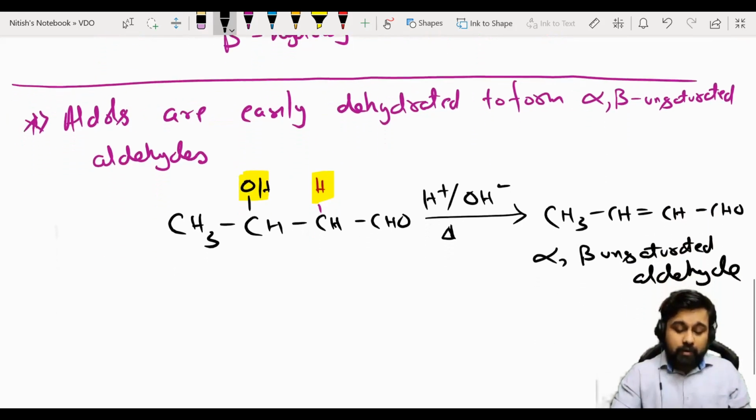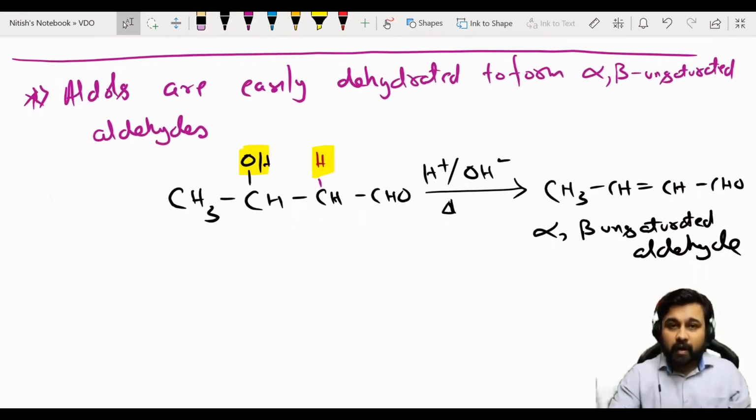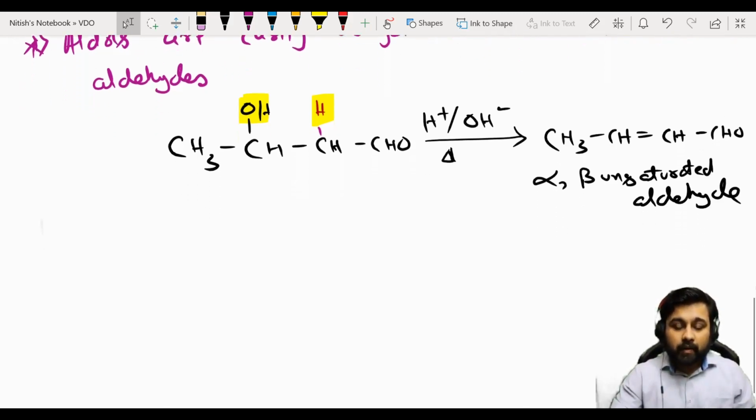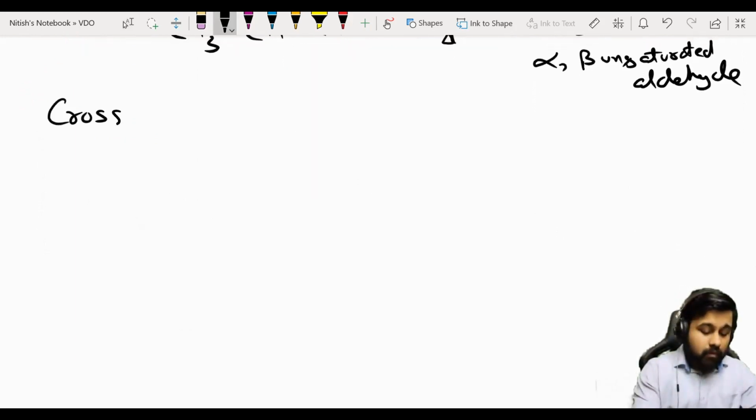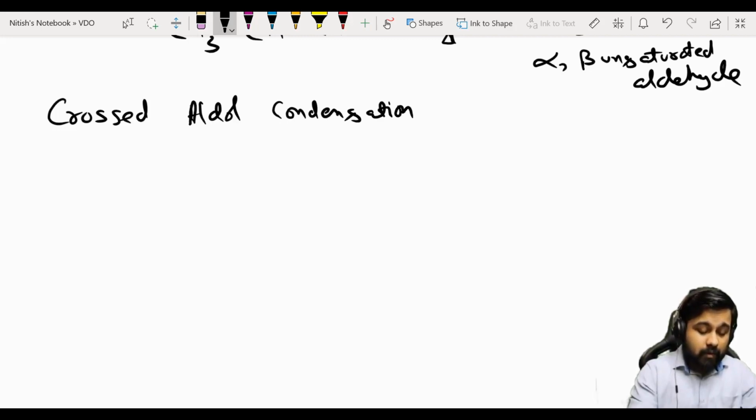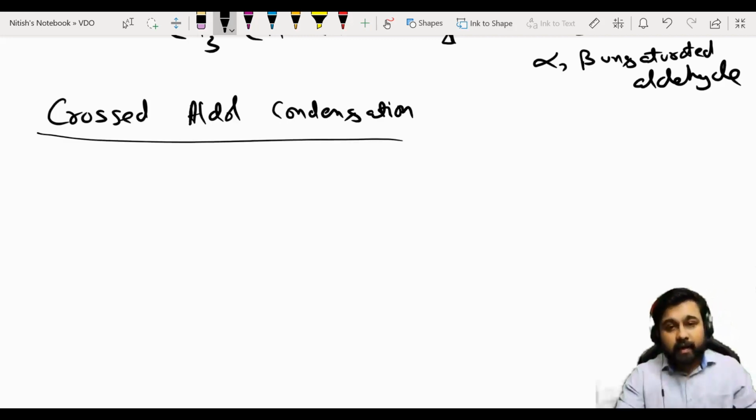So aldols can be dehydrated using a gentle acidic or basic medium to form alpha beta unsaturated aldehydes. Next we talk about crossed aldol condensation. In crossed aldol condensation, if you take notice, in the previous example it was just a solution of acetaldehyde, CH3CHO. What if in our reaction mixture we have more than one type of aldehyde, different aldehydes?